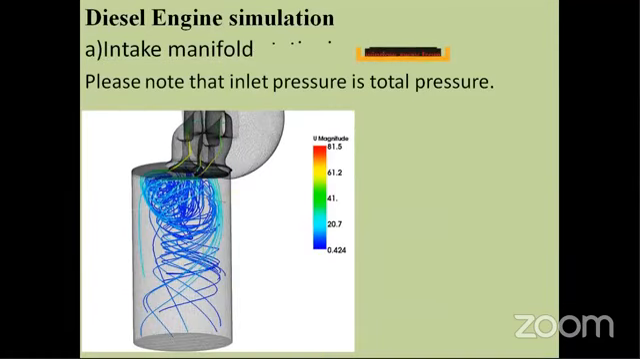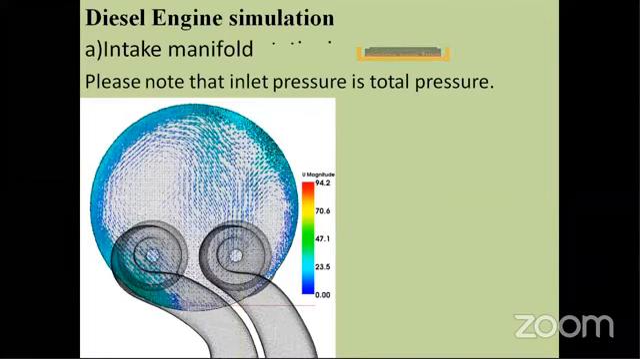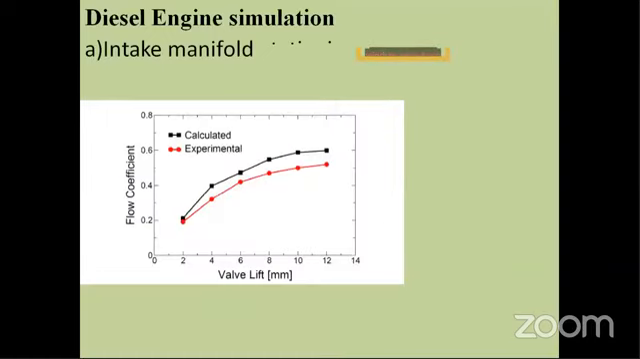Now we can see how the swirl is created, and that is important. We purposely create the swirl. So there is some swirl created inside the intake port of the valve. Now you can see the flow inside the cylinder. You can see the velocity vectors. Here, a particular paper shows that the flow coefficient is very close to the experiment, for the particular valve position.